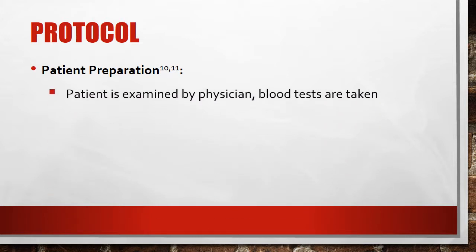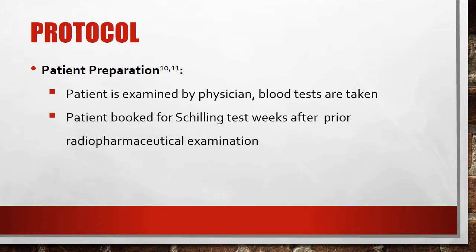The protocol that was used for the Schilling test is as follows. The patient preparation: the patient is examined by the physician and then sent for blood tests to examine the cobalamin levels. The blood test will then show a deficiency of cobalamin in the bloodstream. The patient will then be booked for the Schilling test.